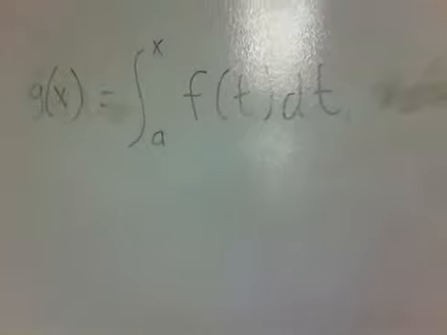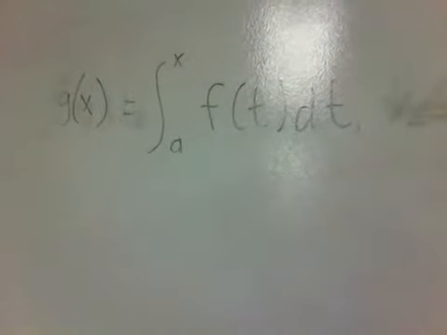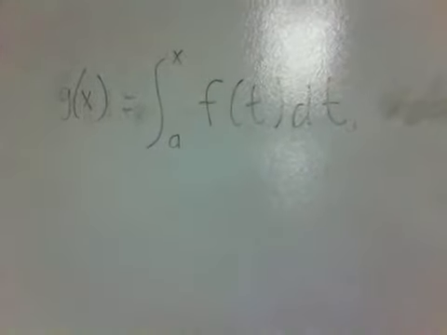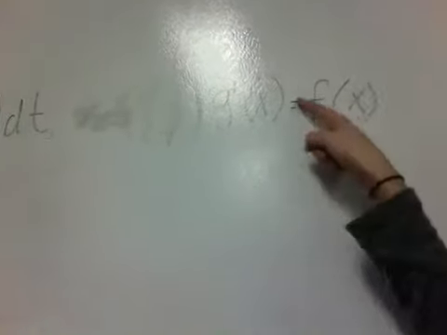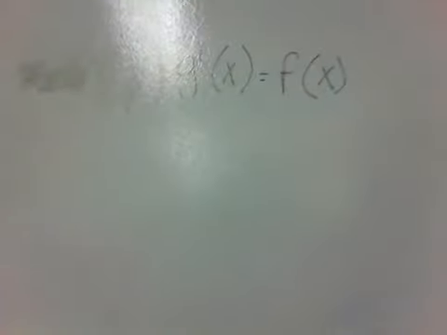And this area gathering function we can write out as a new function, g of x. Now part 1 of the fundamental theorem of calculus tells us that the derivative of this area gathering function g of x is simply f of x. Perfect.